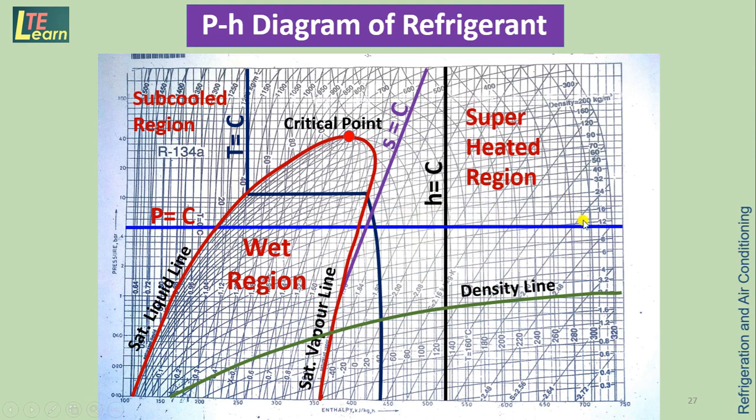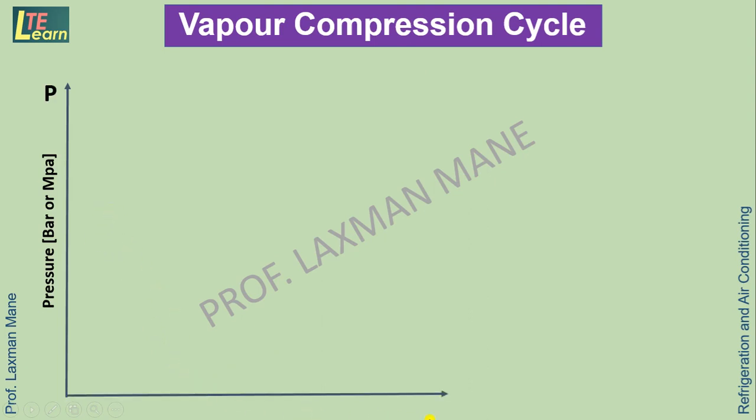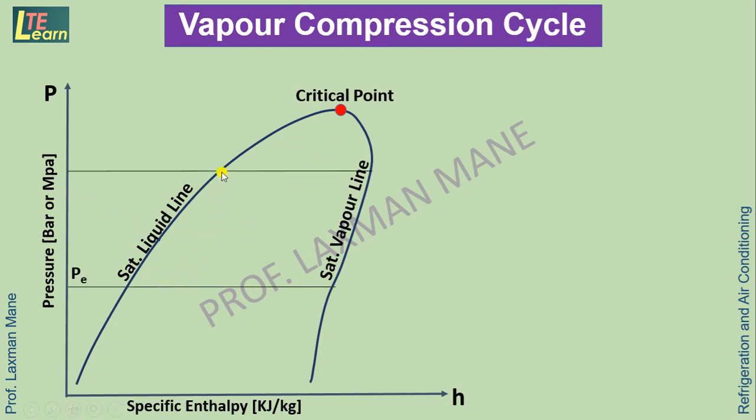So by using this chart we can now plot the cycle of the vapor compression refrigeration system, that is called the vapor compression cycle. Here the vertical axis is pressure in bar or megapascal. The horizontal axis is specific enthalpy in kilojoule per kg. This is the saturated curve. Now here we will have two pressure lines. This is the evaporator pressure line which is on the lower side, and the condenser pressure line which is on the higher side.